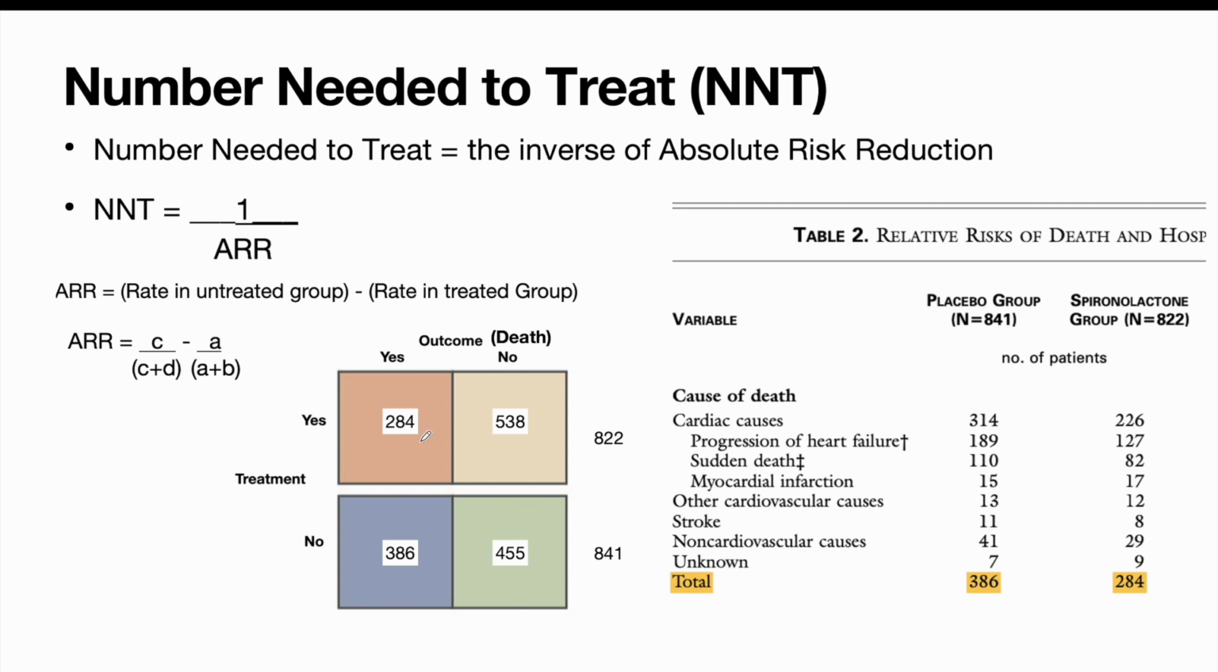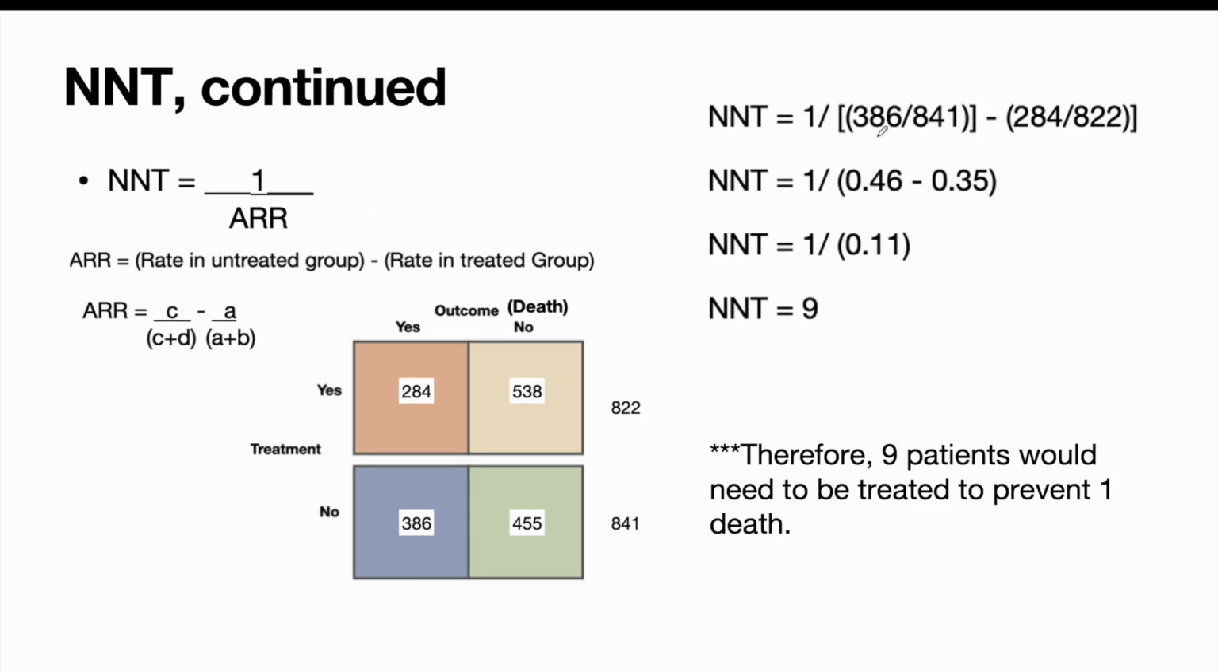So if we plug and chug, we take our numbers from here and plug them into our formula for absolute risk reduction and then for number needed to treat, we get this. Number needed to treat would be 1 over 386 divided by 841 minus 284 divided by 822. We do the math. Boom, boom. 9 patients would need to be treated to prevent 1 death. Okay? So 9 patients would have to be treated with spironolactone in addition to the standard treatment that they're being given to prevent 1 death.